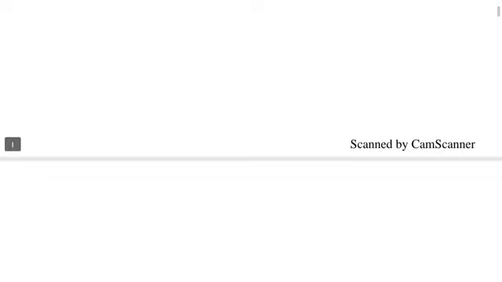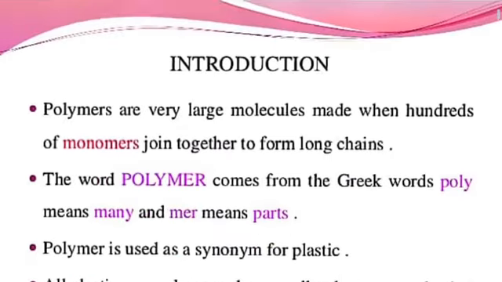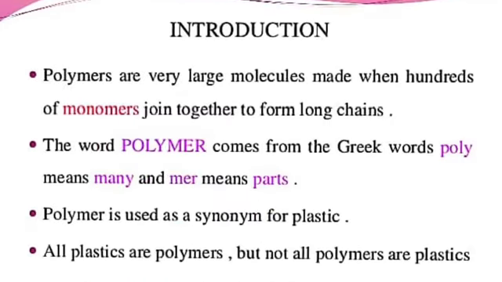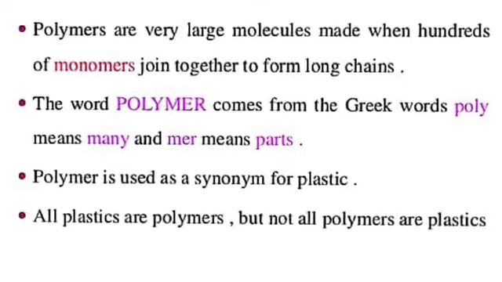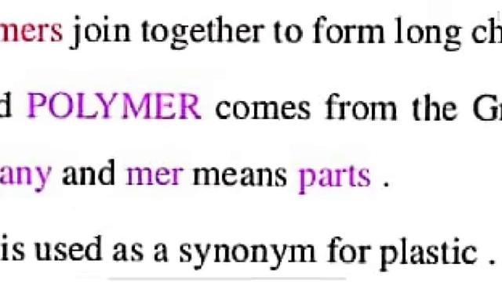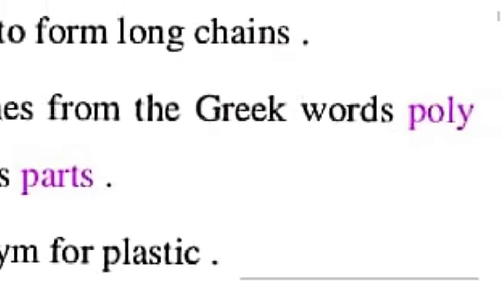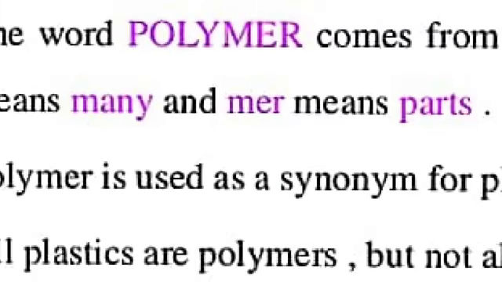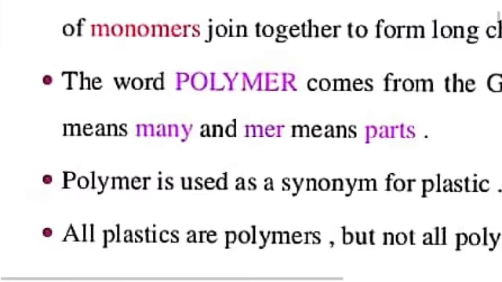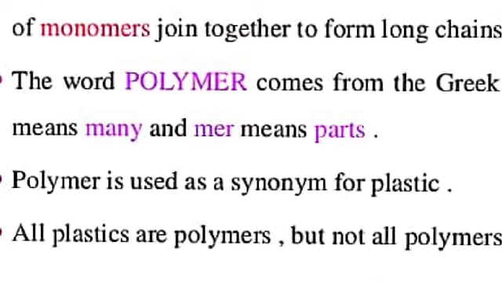So now let's start. We shall see what are polymers. Polymers are large molecules made when hundreds of monomers join together to form a long chain. Actually the word polymer comes from the Greek words poly, which means many, and mer means part. So many parts unite together to form a macromolecule, and these macromolecules are called polymers.